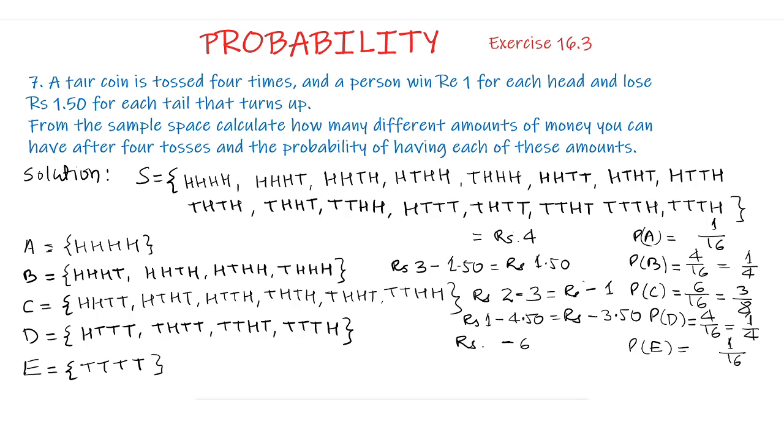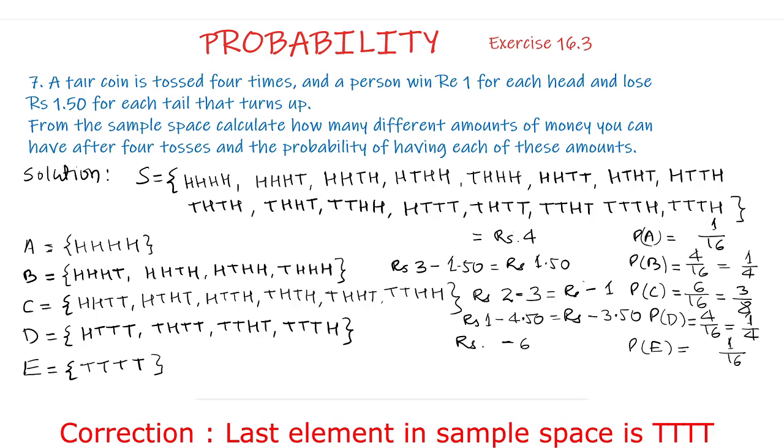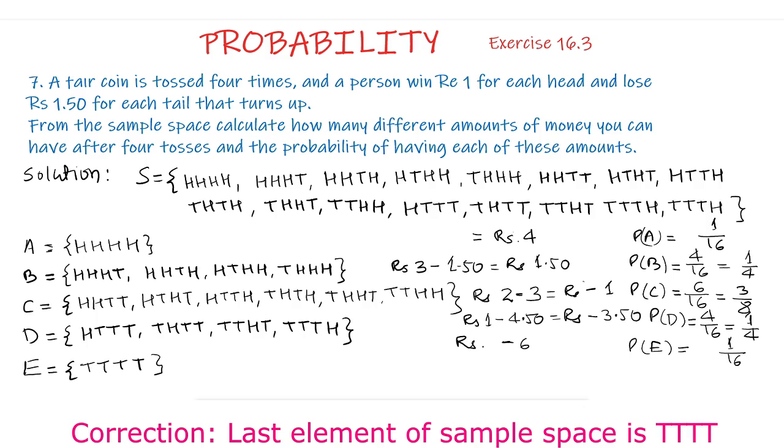So for earning rupees 4, the probability is 1 upon 16. For earning rupees 1.50, the probability is 1 upon 4. For loss of rupee 1, the probability is 3 upon 8. For loss of rupees 3.50, it is 1 upon 4. And for loss of rupees 6, the probability is 1 upon 16.